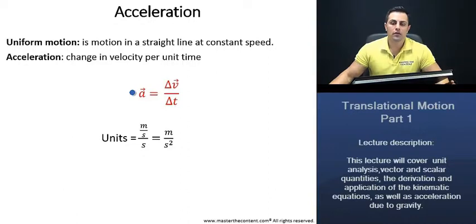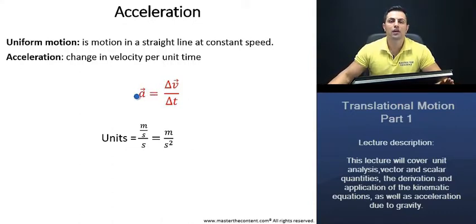Now, let me give you a scenario here quickly. Let's just say you're traveling along a road at a constant speed. If you increase your speed, that's going to be a change in your magnitude. Thus, that'll be a change in your velocity, which gives you acceleration.